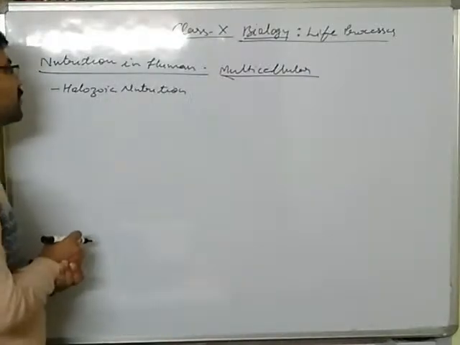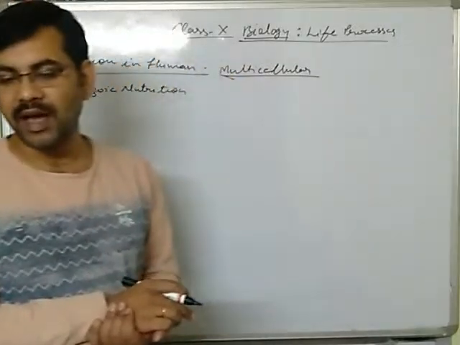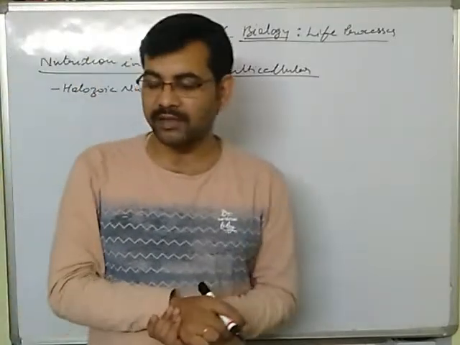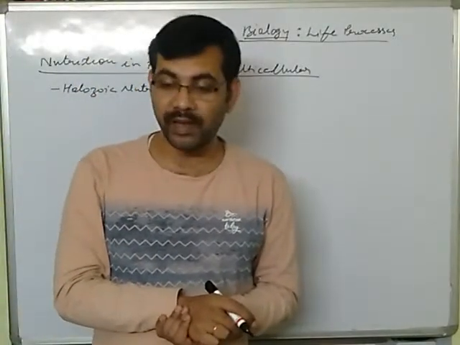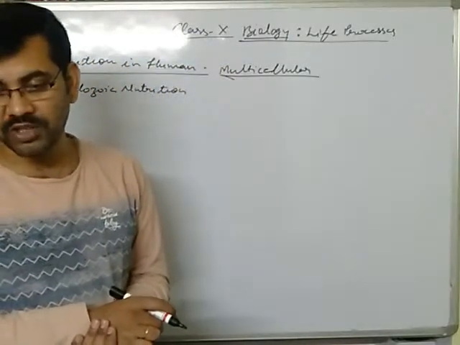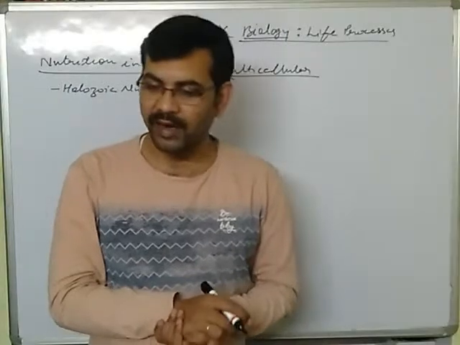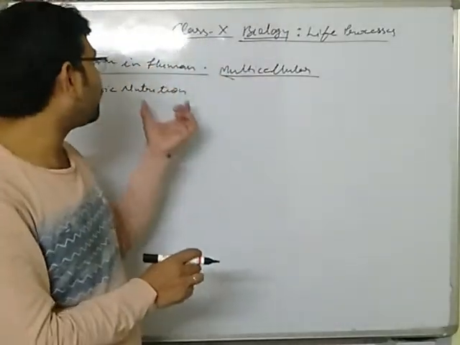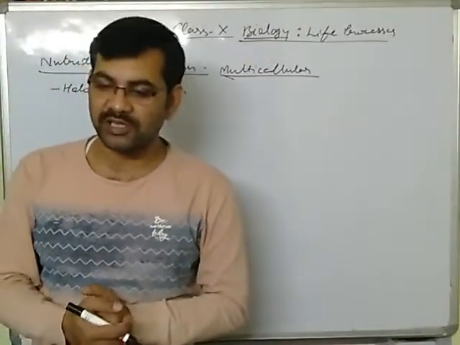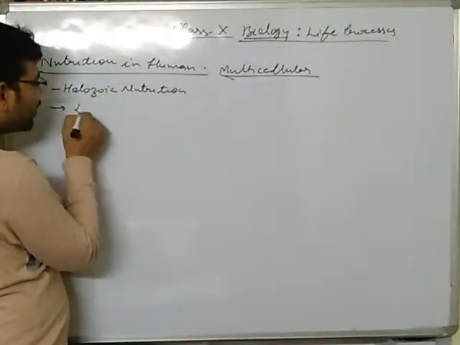As you know, human is a multicellular organism and their body design is too complex, and to supply nutrient to each part of the body, it is very necessary that a suitable channel should be in the body. There is a proper channel found in a human's body which helps to nourish each and every kind of cell. For this there is a specific system in our body which is termed the digestive system. To perform holozoic nutrition, humans have a digestive system.